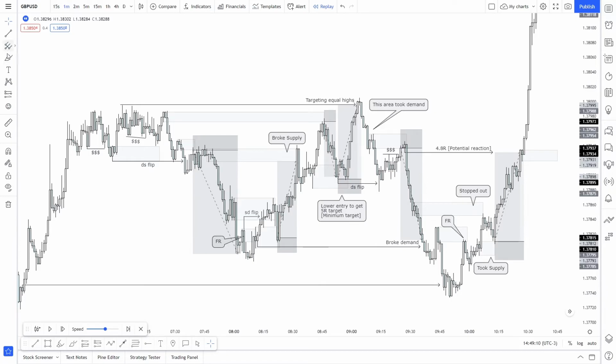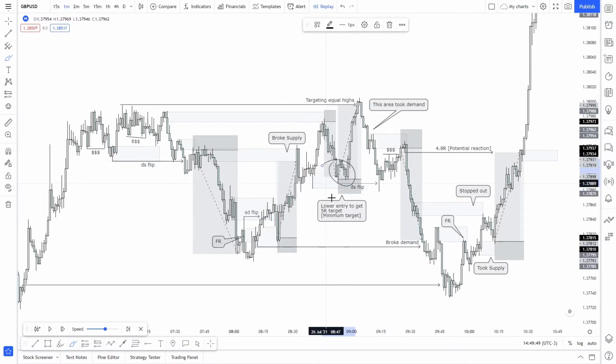What happens later? We have a supply area, causes a reaction. Price pretty much ranges for a little. The last candle before the up move is pretty much the entry, right? The cost to that is a pretty good entry. So we target the equal highs. The entry, as I say here, is lower to pretty much get the 5R target, which is a minimum target. 5R should be a minimum target that we could go for to basically say that it's actually worth the risk. But I don't want to get into that. So we have demand here.